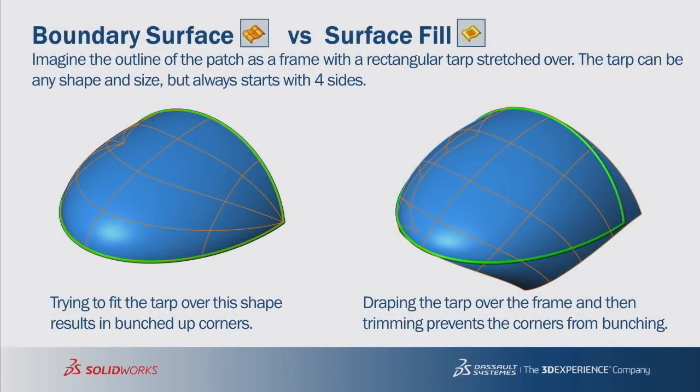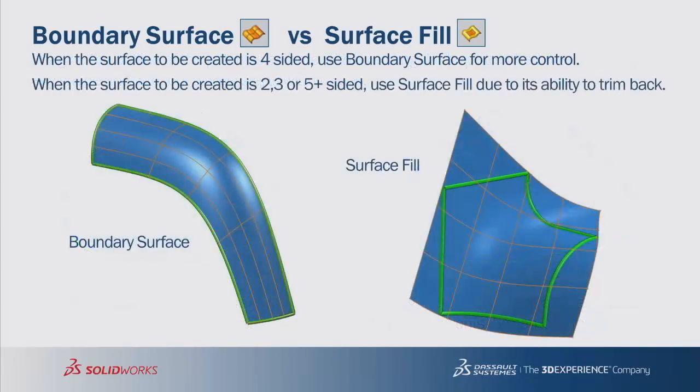So here's the analogy to imagine the difference between boundary surface and surface fill. Imagine the outline of the patch as a frame with a rectangular tarp stretched over it. The tarp can be any shape and size, but it always has to have 4 sides. So trying to fit the tarp into this shape causes it to bunch up. That's that degenerate point that I referred to and what we want to avoid. So draping the tarp over the frame and then kind of tucking it under the edges, that's more what the surface fill is going to do.